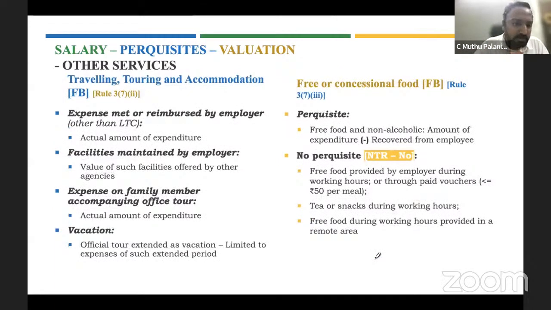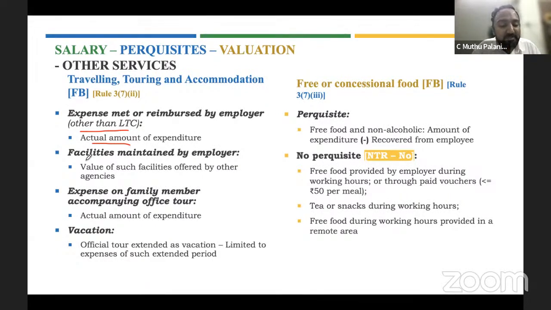We'll move on to the next provision, traveling, touring, and accommodation. So this is similar to leave travel concession, but it is not exactly leave travel concession. It is other than leave travel concession. So what is the thing? Actual amount of expenditure, whatever is met by the employer or reimbursed. If you actually look at it, everywhere they use the words met or reimbursed. So it could be directly paid by the employer or it could also be reimbursed by the employer. Both need to be considered.